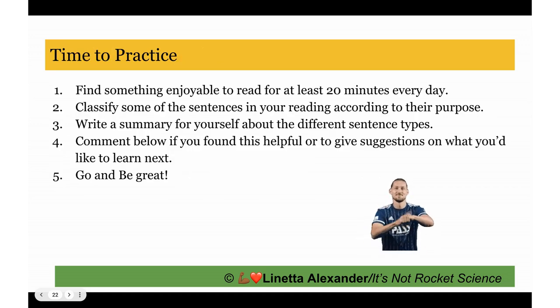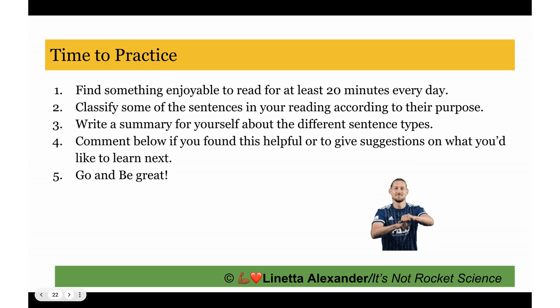All right. That is the end of this lesson. Short and sweet, but action packed. You got to learn the four types of sentences. So now is your time to practice. As always, find something enjoyable to read for at least 20 minutes every day. And then you want to classify some of the sentences in your reading according to their purpose. So pay attention. Are you seeing interrogative or exclamatory sentences, declarative or imperative? Make sure you take a little time as you're enjoying your reading to classify those sentences.